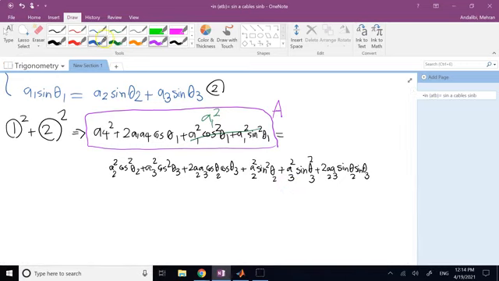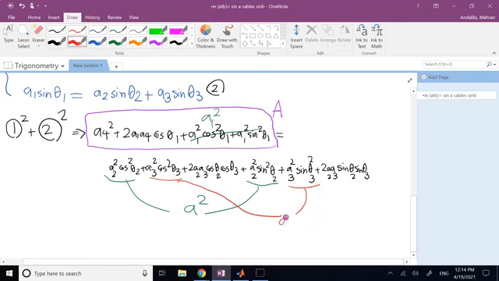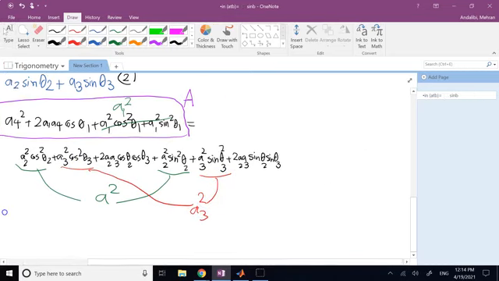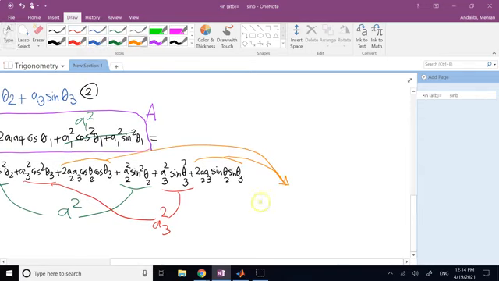Now, what can you do to the bottom side to make life a little bit nicer? So you would combine this a2 squared here and this a2 squared here to make it simply a2 squared. And then you factor out the a3 squared term here and here. And these guys will give you a3 squared. And then you want to see if you can also combine these a2, a3 terms. If you do that, you will get a2 a3 times 2 times what? Cosine theta 2 cosine theta 3 plus sine theta 2 sine theta 3.